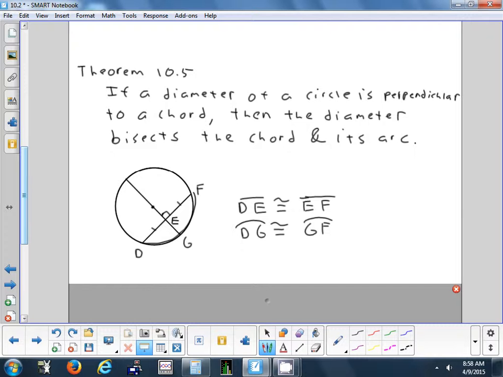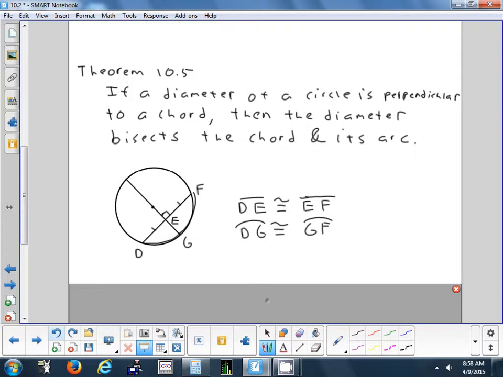Now, a chord doesn't always have to be perpendicular to the diameter. You might say, well, isn't the chord always perpendicular to the diameter? No. If I drew it like this, there's no way that that chord and the diameter make a 90-degree angle now. So in that case, the two parts of the chord are definitely not equal. One's a lot longer than the other. Okay, any question on that?